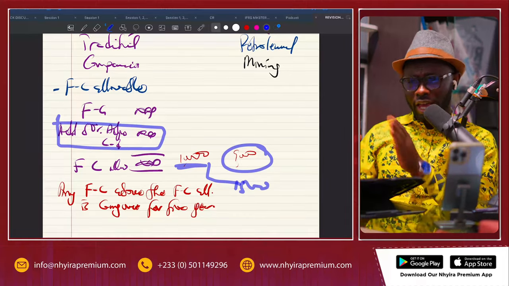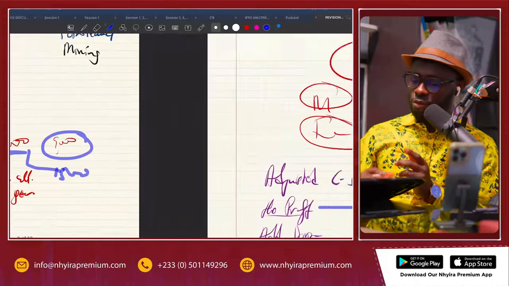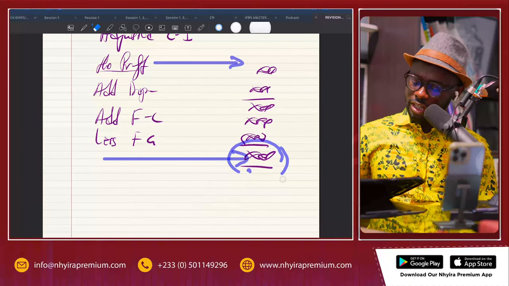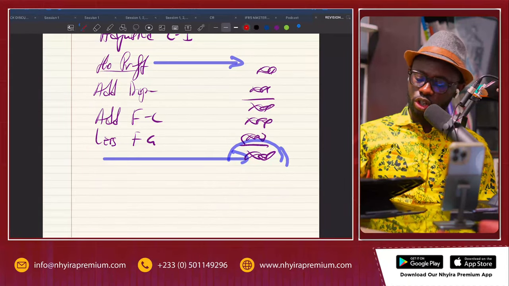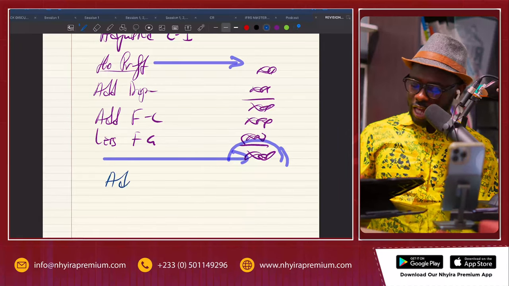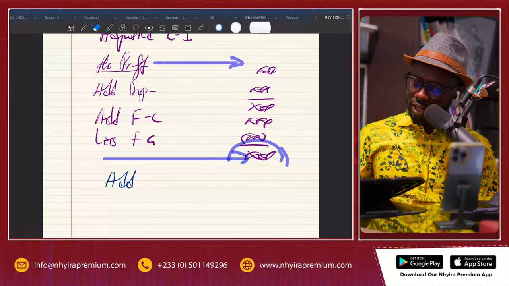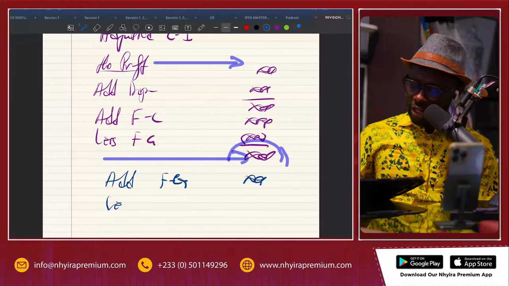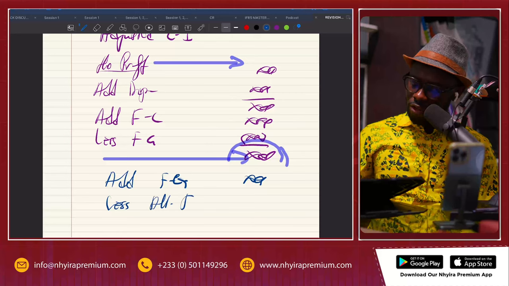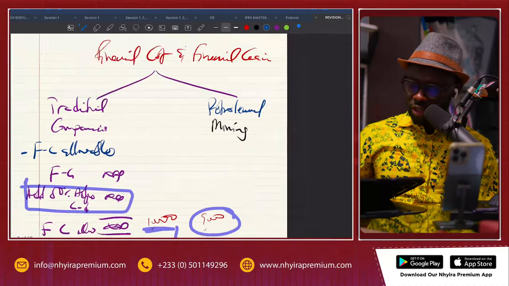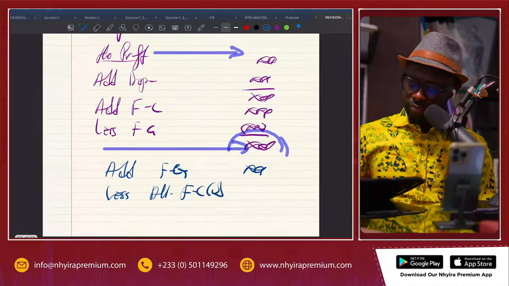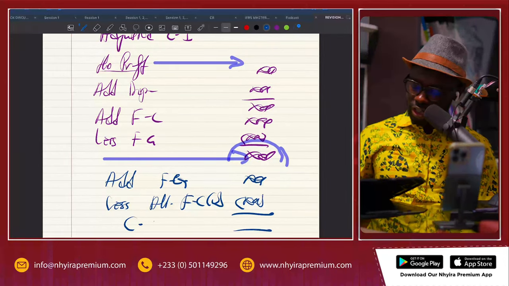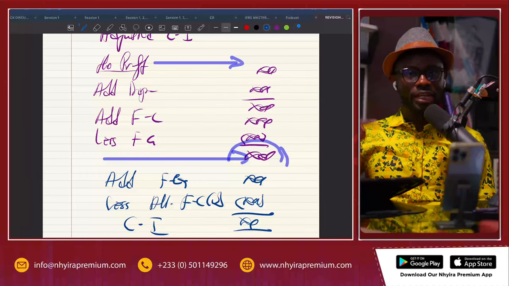So after you do these workings, the way you now come to get your chargeable income is that you had your adjusted chargeable income here. So what you can now do is add back the financial gain. You come and add it back in the flow. Then you less the allowable financial cost which you worked out here. All right, then that gives you your chargeable income on which you apply the tax.